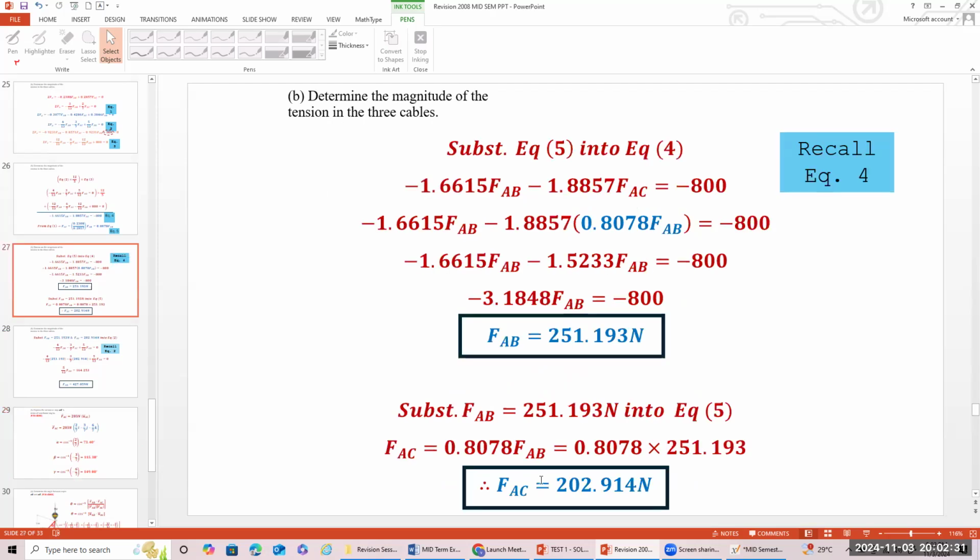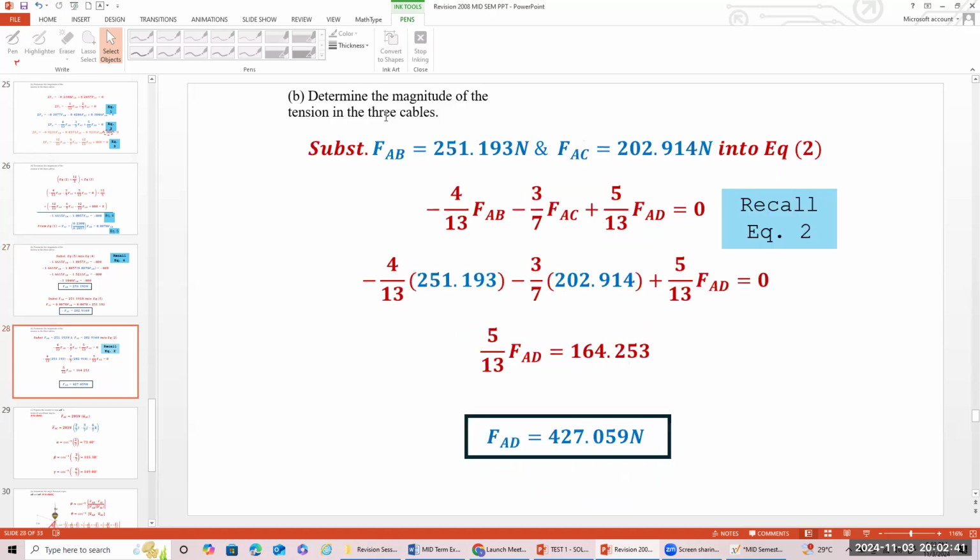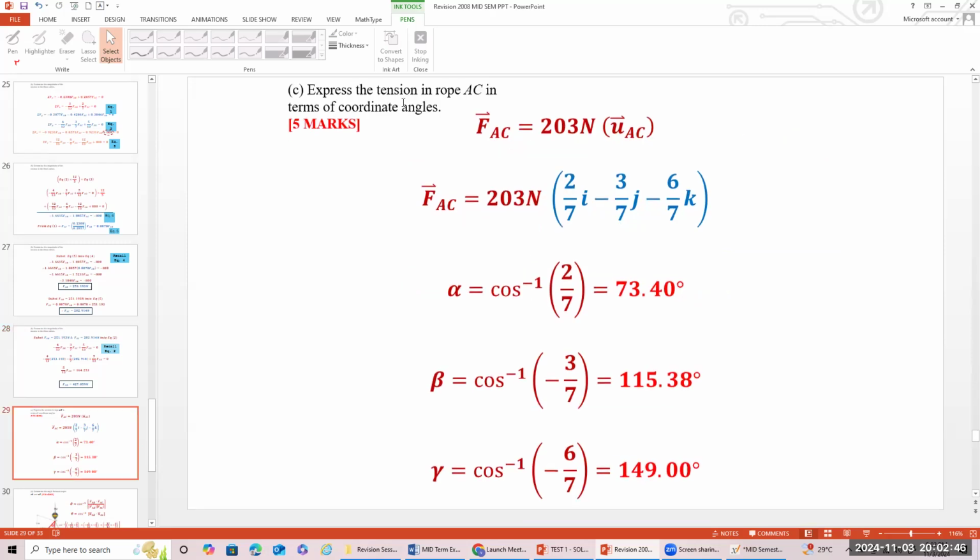So let's review. The value of FAB, of AC, all of these values are found now. And then the question says, determine the magnitude of the tension on each cable. So we did that already. What else did it ask? Express the tension in the rope AC in terms of the coordinate angles. So FAC is a value times its unit vector. You would have to pick up its unit vector. This was a scalar value that you got times its unit vector. So you need to break it down using the unit vector.